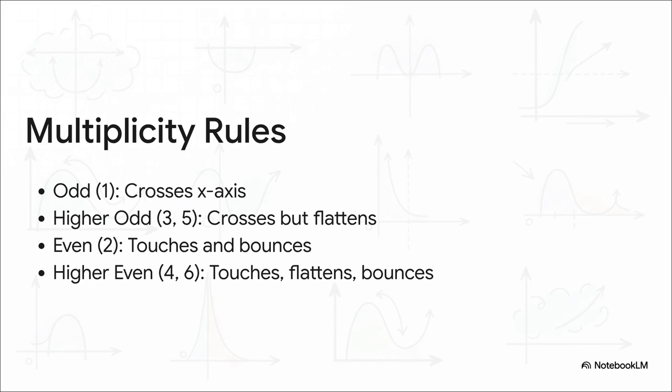If that multiplicity exponent is an odd number, like 1, the graph just punches right through the axis. If it's a higher odd number, it still punches through, but it kind of flattens out for a split second as it crosses. But, and here's the really cool part, if the multiplicity is an even number, like 2, the graph dramatically touches the x-axis and bounces right back the way it came, exactly like a trampoline. And the higher the even number, the flatter that bounce. So the exponent literally choreographs the graph's physical movement.